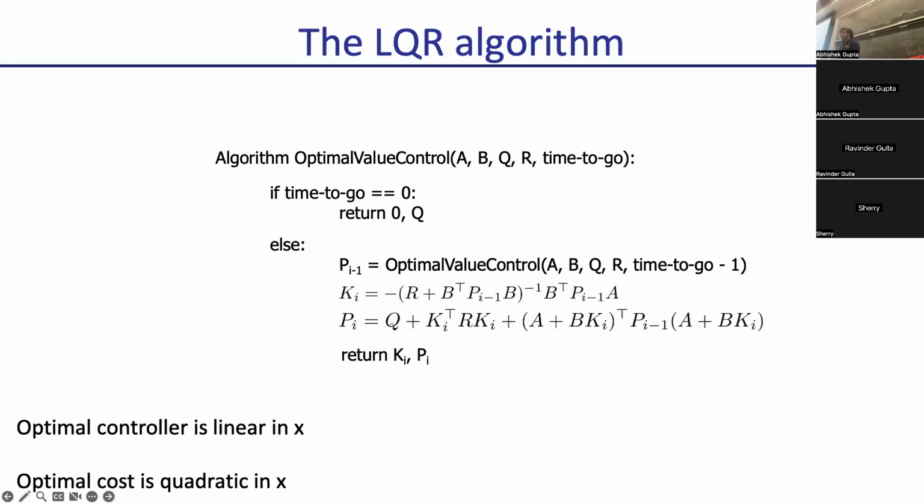So you compute a bunch of Ki's from K0 to Kp, and then you play your controllers according to the time step. If you're at time step 0, you play some K. If you're at time step 1, you play another K. Okay, so that's the idea behind LQR.